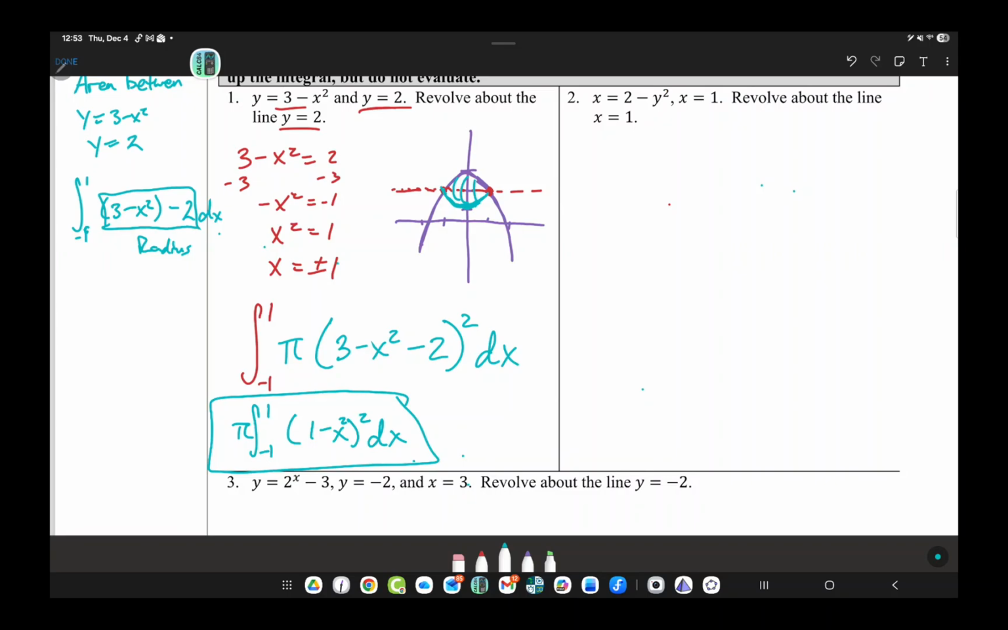Number 2 is pretty much the exact same question as number 1. The only difference is we're revolving around a vertical line instead of a horizontal line. So if we had to graph this, x is equal to 2 minus y squared, so starting at 2 over here, going that direction, and revolving around this line here. All right. So again, it's kind of the exact same question because it's the exact same shape that we are revolving around.